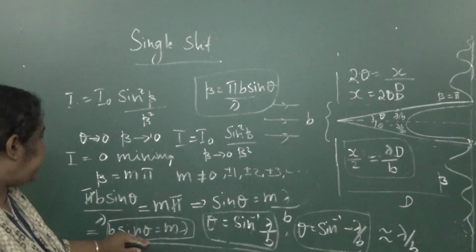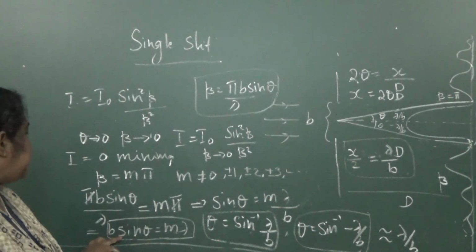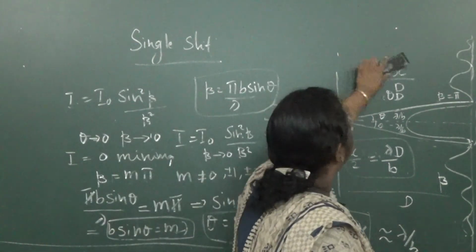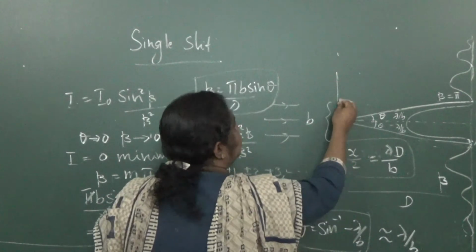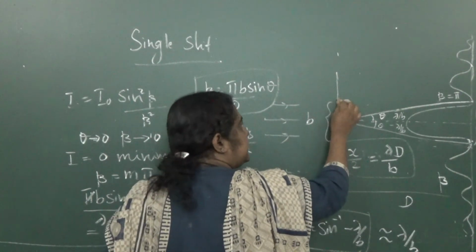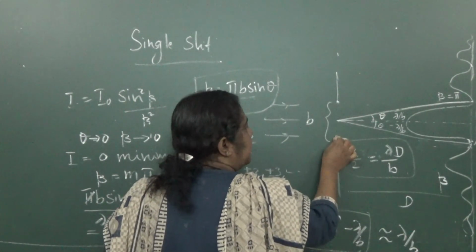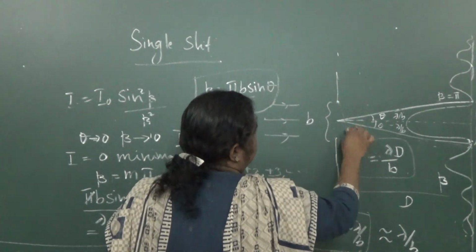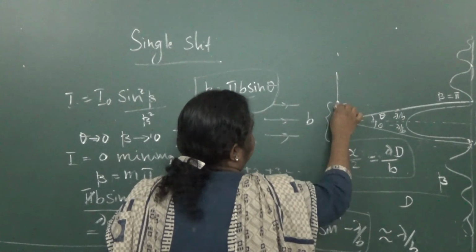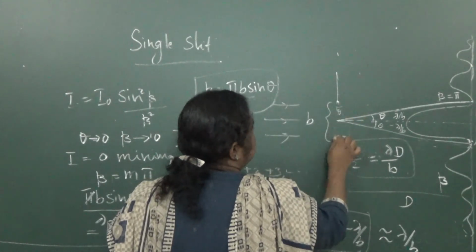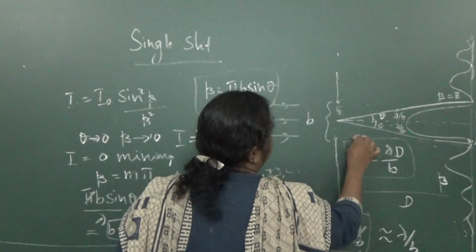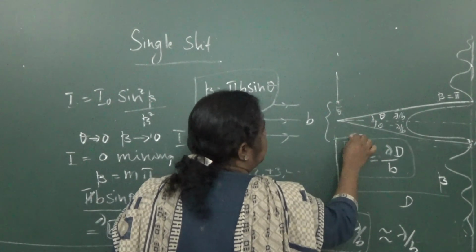In interference you have seen what b sin theta is. B sin theta is actually the optical path difference between the first point source and the last point source. If you take this as our theta, then b sin theta will give you the optical path difference between the first and the last.